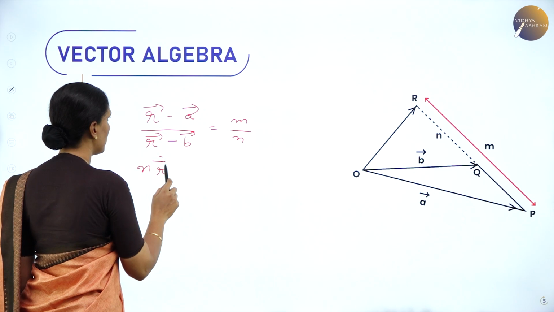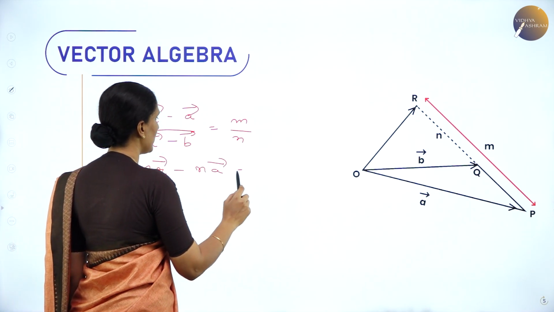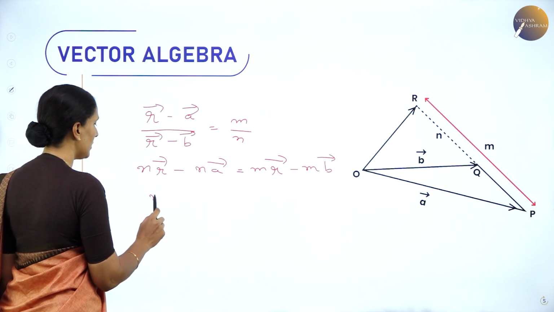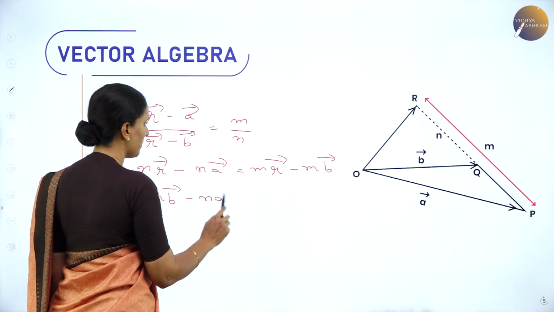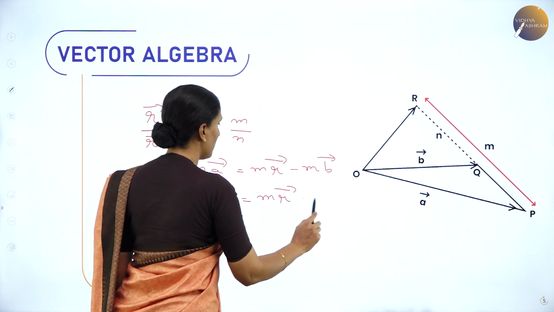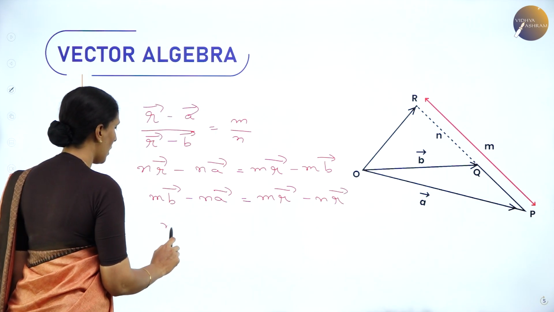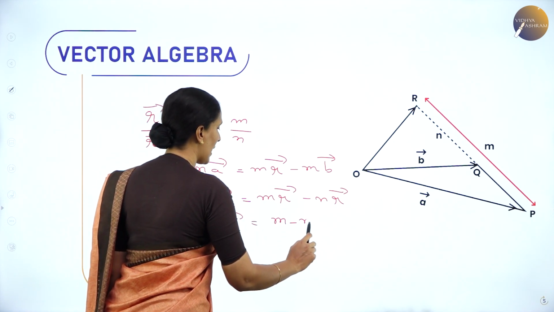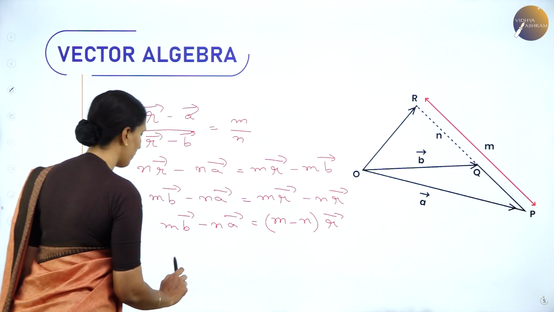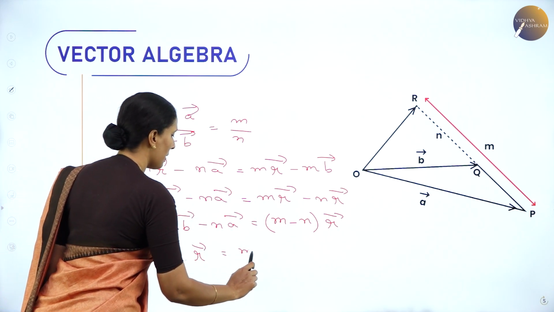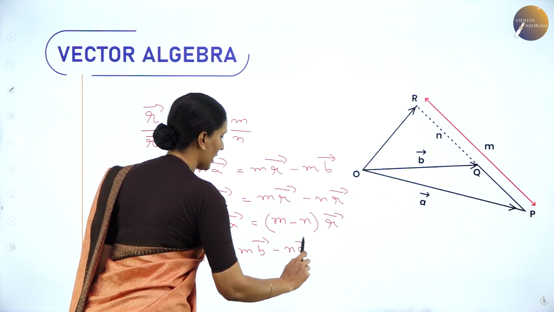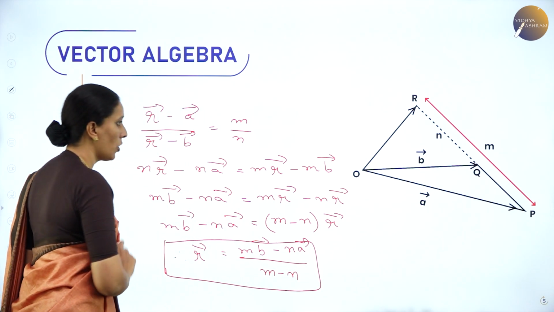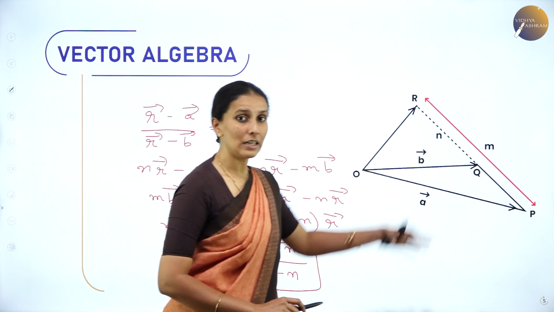Now nR minus nA is equal to mR minus mB. So let us shift here, then this is mB minus nA is equal to mR minus nR. So here, m into vector B minus n into vector A is equal to m minus n into vector R. So if we need vector R, then it is m into vector B minus n into vector A, whole divided by m minus n. So this is the position vector of the point R which divides the line segment PQ externally in the ratio m is to n.